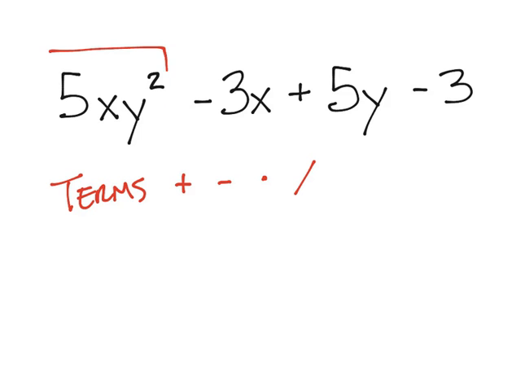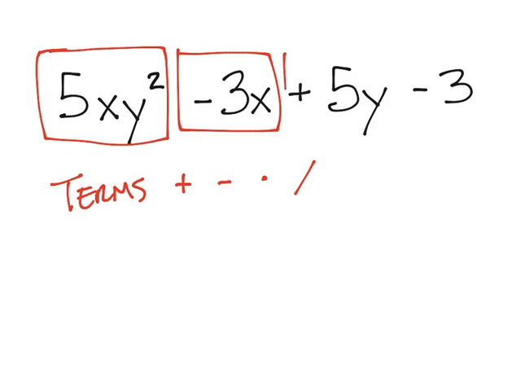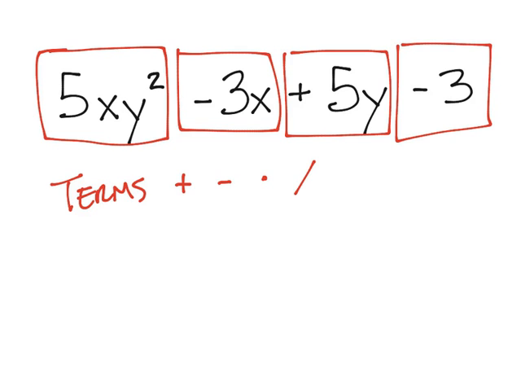So our terms are 5xy squared, negative 3x, positive 5y, and negative 3. You'll notice I included the positives and negatives, or plus and minus signs, as part of my term. We want to remember that the operator tells us the power, or the direction of the term. So minus 3x really means negative 3x.